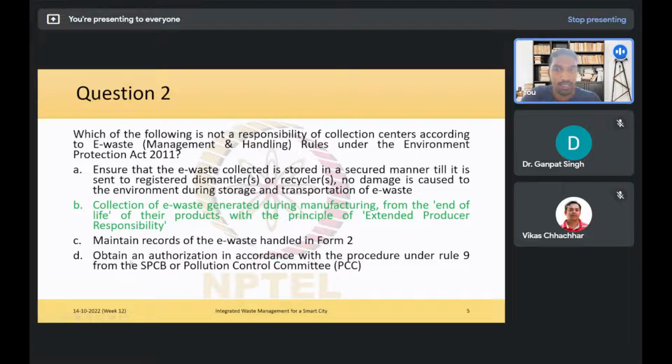So A, C, and D are correct. So the only option that is not a responsibility of the collection center is option B. So this we saw in the previous question as well.